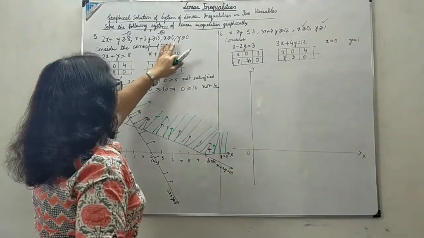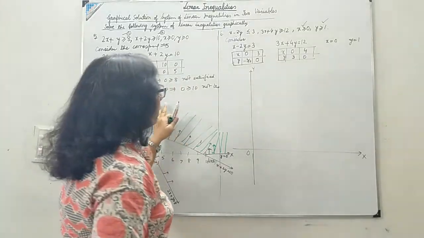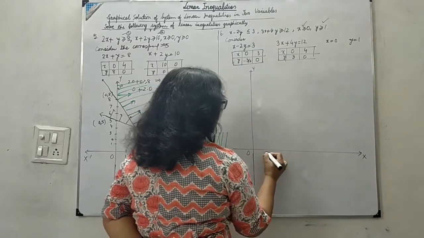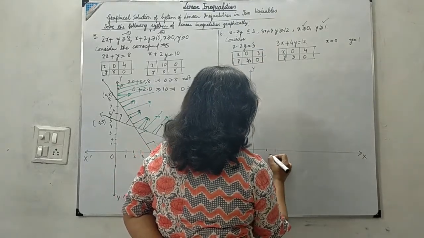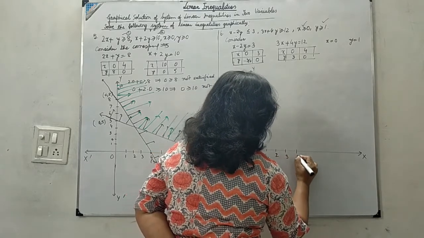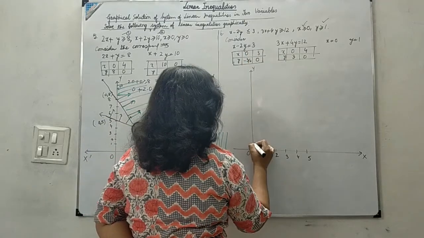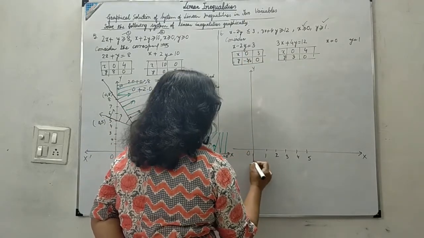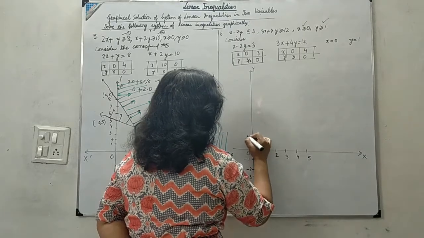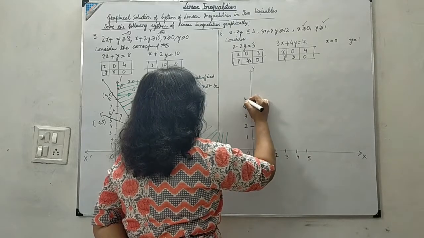Here also I have taken the first quadrant because x is positive and y is positive. So the required solution will be in the first quadrant. Now what will we do? We will take a suitable scale and plot the points 1, 2, 3, 4, etc. And the other one is minus 3 by 2, 0. So this is minus 1, minus 2, minus 3, etc. This is 1, 2, 3, 4, 5, etc.